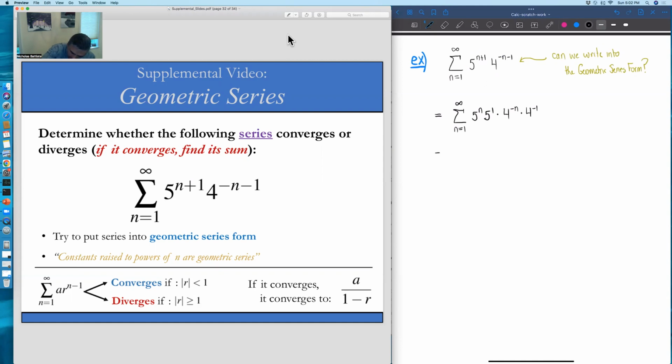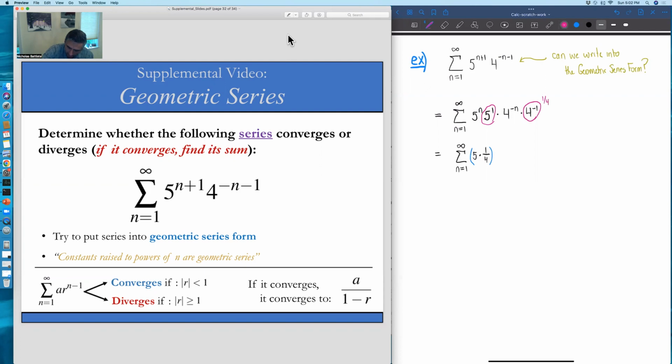And now we can start to simplify some of this stuff. So we have the series from n equals 1 to infinity. We have constants, just a 5 to the first power and a 4 to the minus first power, which we can rewrite as a 1 over 4. So this really looks like, hey, we have something that's a 5 times a 1 over 4 as sort of the constant terms in our geometric series, or the terms without any n's attached to them.